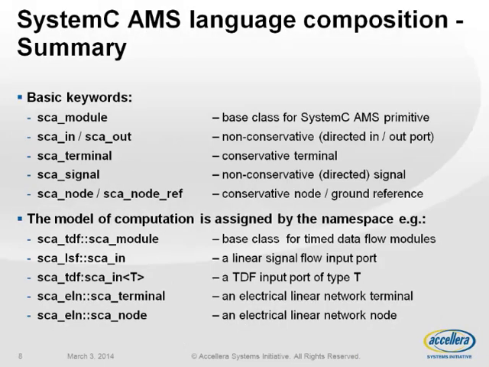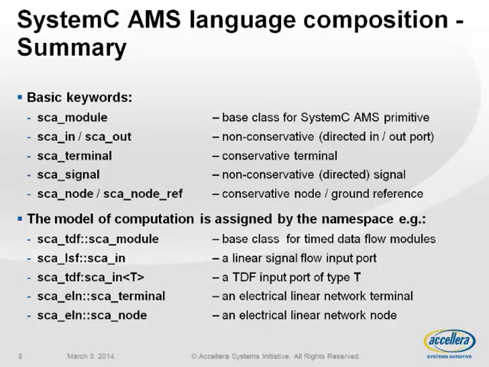And if you look at the basic keywords, we have sca_module as base class for SystemC AMS primitive modules. We have sca_in and sca_out ports for non-conservative, that means directed ports. We have sca_terminals for conservative ports, that means maybe an electrical port. We have sca_signal for non-conservative directed signals, and we have sca_node and the special node sca_node_ref, the reference node for conservative connections.